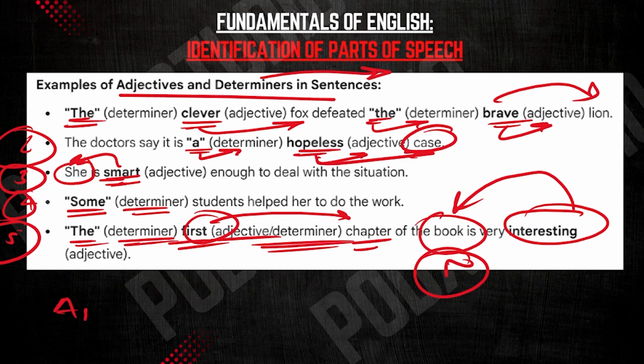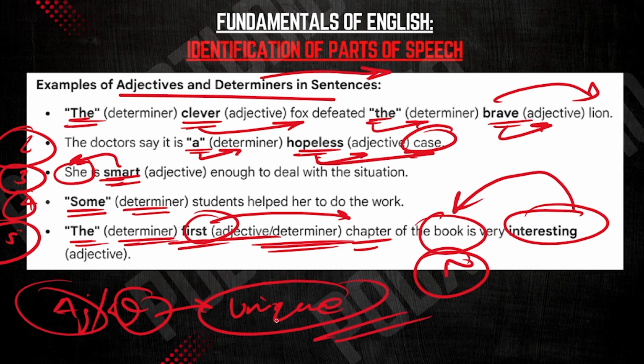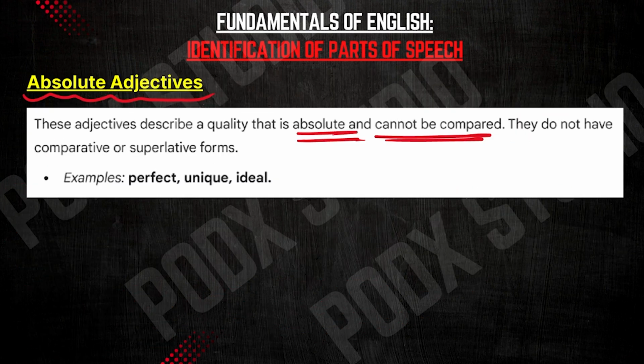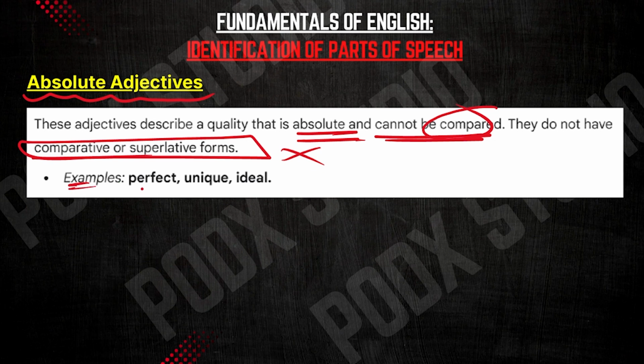I told you about the adjective and determiner. Determiners are those which have uniqueness and have no degree. And there are some special words that are not determiners. They are adjectives. That's why we call them absolute adjectives. These adjectives describe a quality that is absolute and cannot be compared. They do not have comparative or superlative forms. For example, perfect, unique, ideal. These are the three words which are adjectives, but not determiners. That's why they are called absolute adjectives.